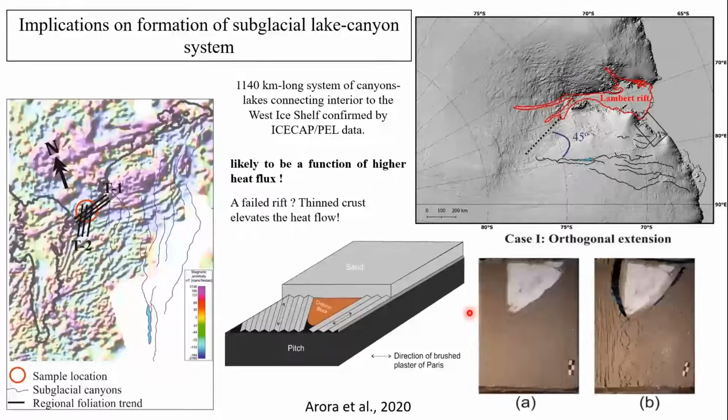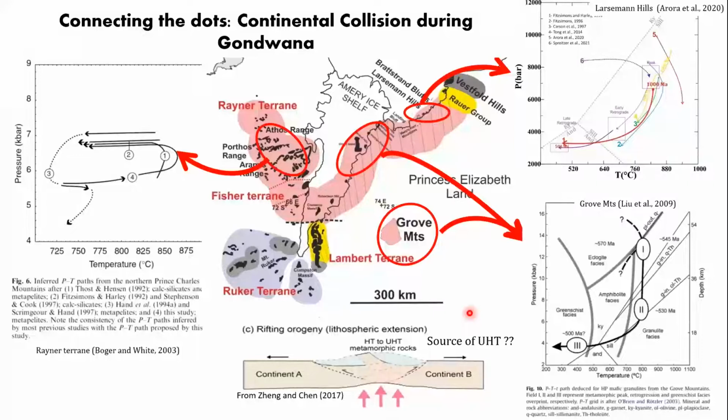So this was about PEL, a very short and crisp review. Here I briefly compare the PT evolution paths of three terrains. Now, if you want to see a bigger picture, it has to be compared on a regional scale. So the three terrains are: first, coastal PEL; second, inland PEL including Grove Mountains; and third, the Rayner terrain. As one can see, all these three terrains registered ultra high temperature metamorphism.